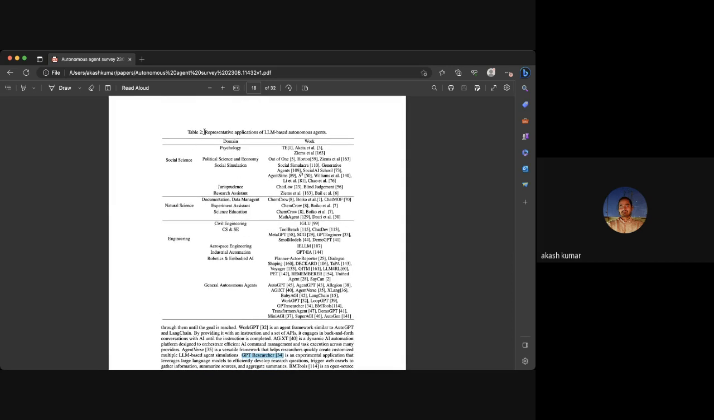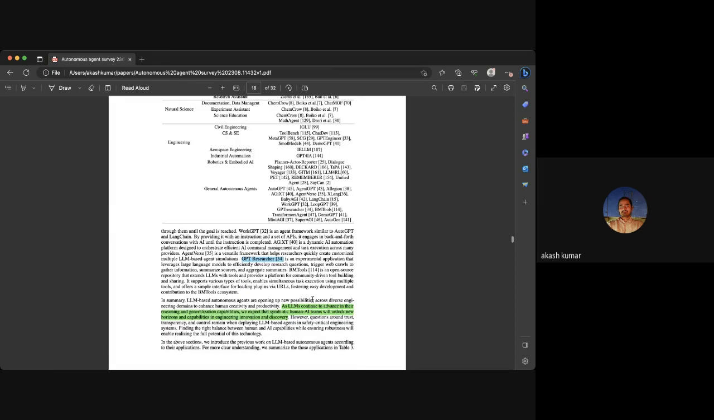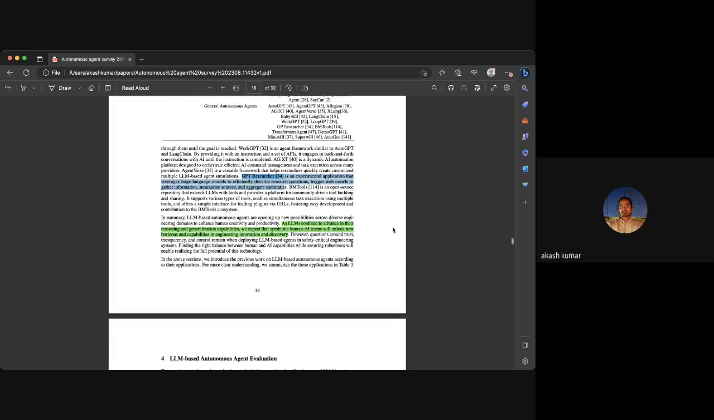So this is to represent all the papers that they have mentioned based on which domain they are working in. Another good example is that of GPT Researcher, which is an experimental application that leverages large language models to efficiently develop research questions, trigger web crawls to gather information, summarize sources, and aggregate summaries.